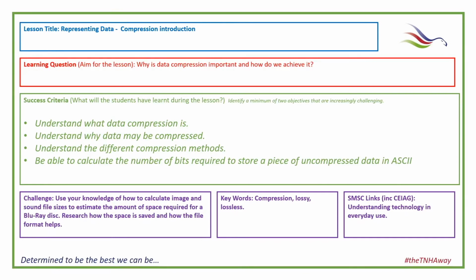What do we do today? You should now understand what data compression is. You should understand why we compress this. You should know about the 2 different methods, lossy and lossless. And you should also be able to calculate the number of bits that we would need to store uncompressed data in ASCII, multiplied by 7.